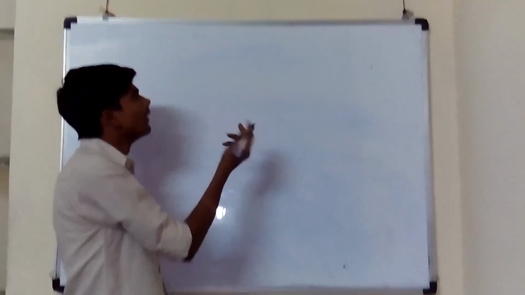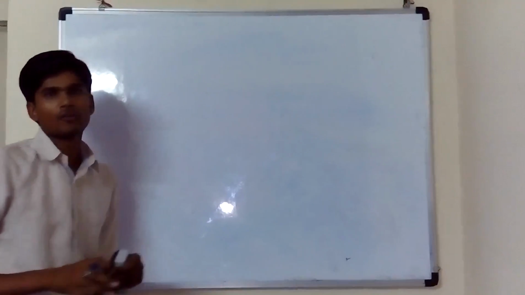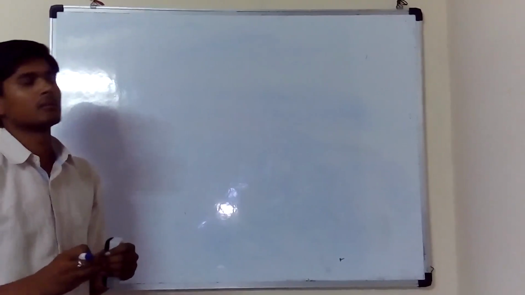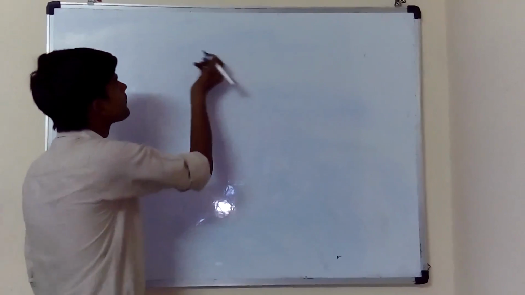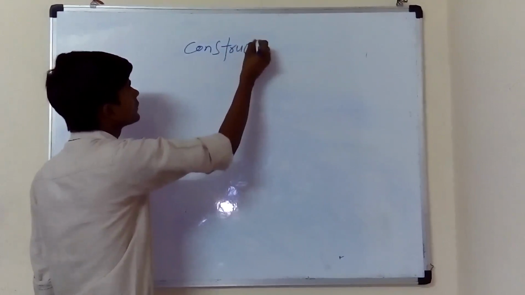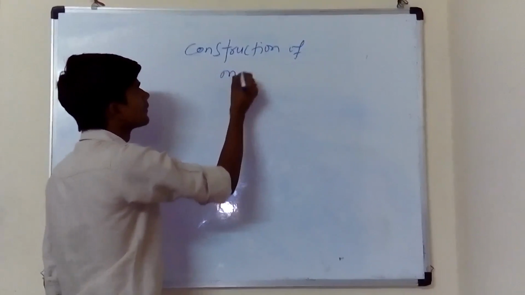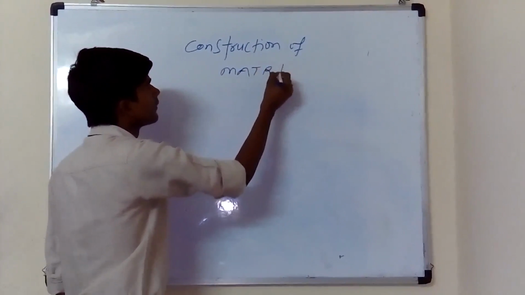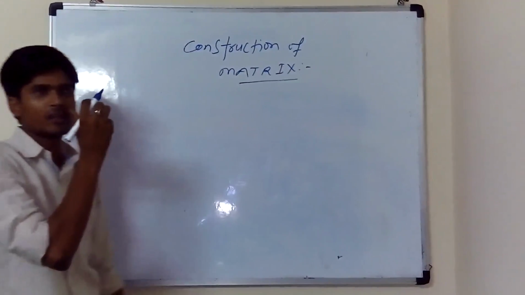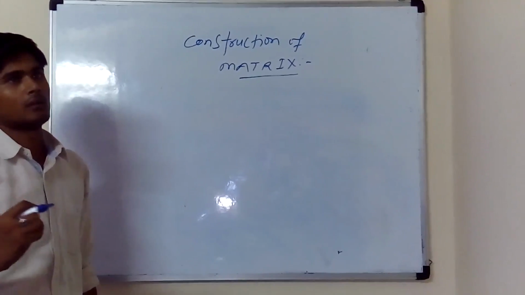Now today we will be discussing the construction of a matrix. How to construct a matrix, what is the element. So just start. Construction of matrix. How to construct? If you have a relation between rows and columns, then how to construct a matrix?